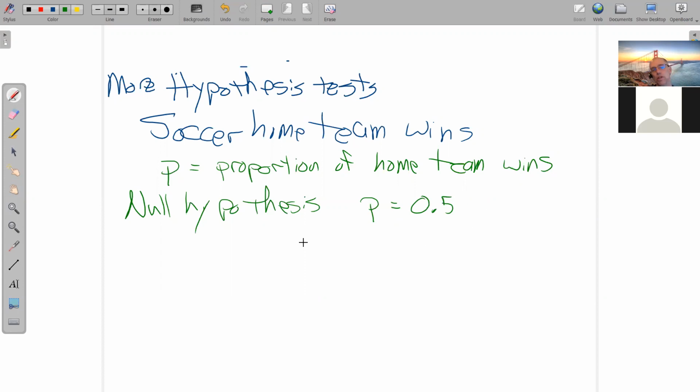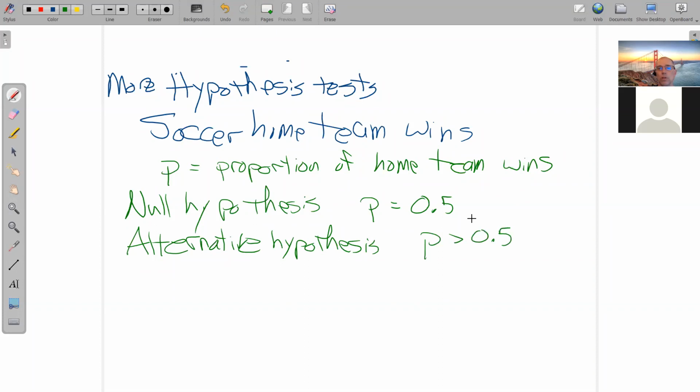And there's a lot of people that believe that, no, the home team has an advantage. They're more likely to win. They have their fans cheering them on. So the alternative hypothesis would be that P is greater than 50%.